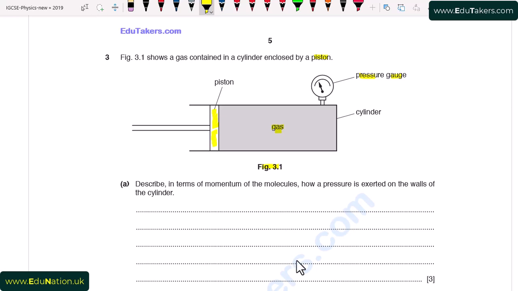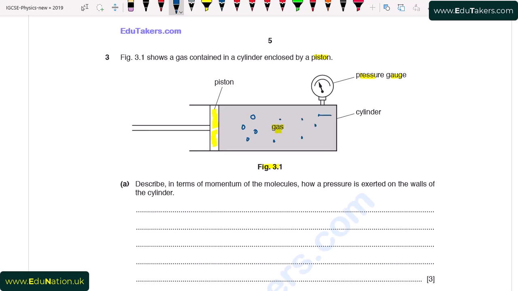Part A. Describe in terms of momentum of molecules how a pressure is exerted on the walls of the cylinder. So we have to describe in terms of momentum how the pressure is exerted on the walls of the cylinder. So we know that inside this cylinder these are gas particles and these collide with each other and also with the wall of this cylinder.